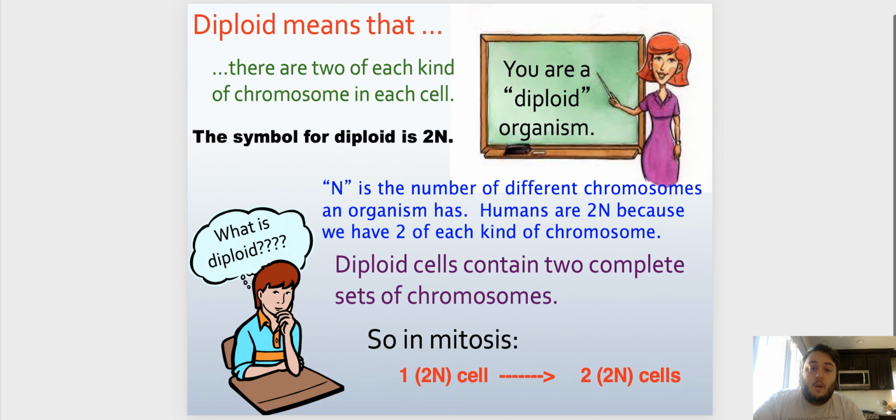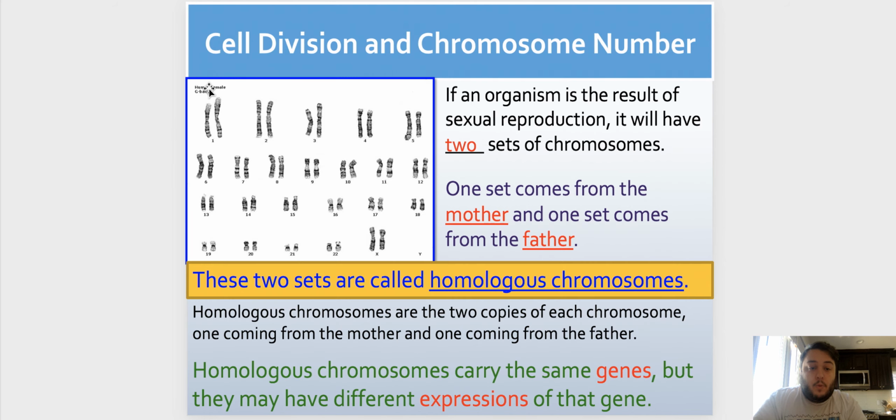Two types, right? So the symbol for diploid is 2N, right? N is the number of chromosomes that an organism has. And humans are 2N because we have two of each kind of chromosome, right? So we have 46 chromosomes total. We are considered 2N because we have 23 chromosomes times 2 to give us 46, right? So again, N is the number of different chromosomes an organism has. We have 23 different chromosomes right here.